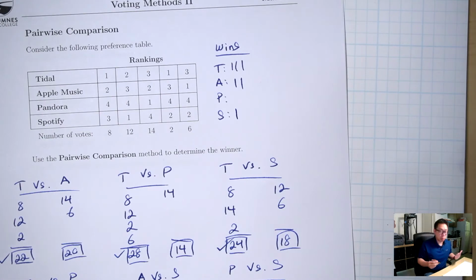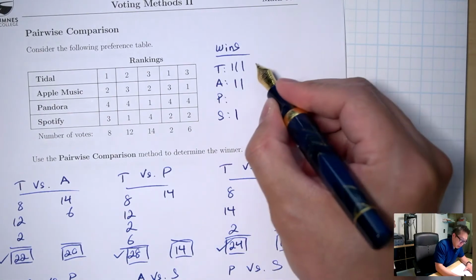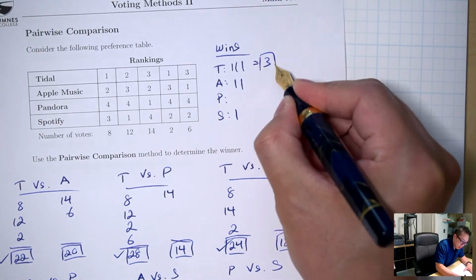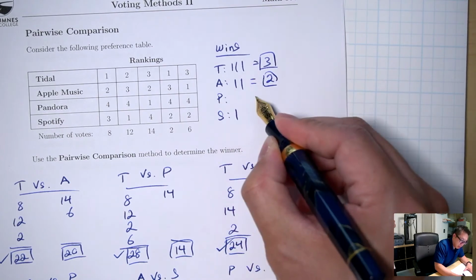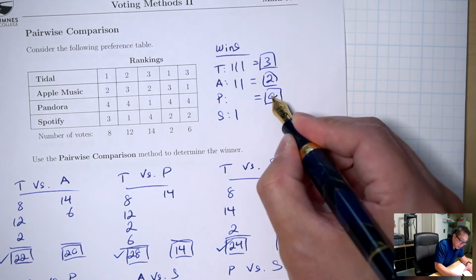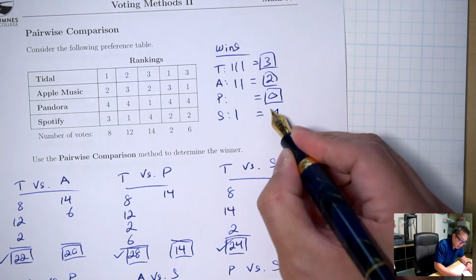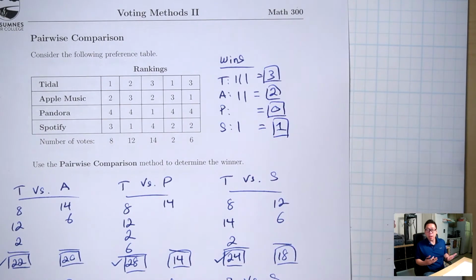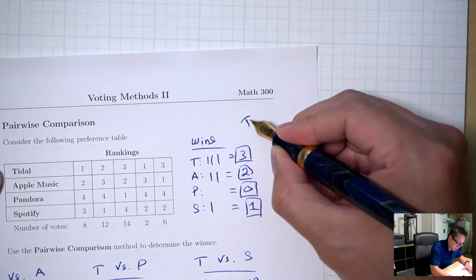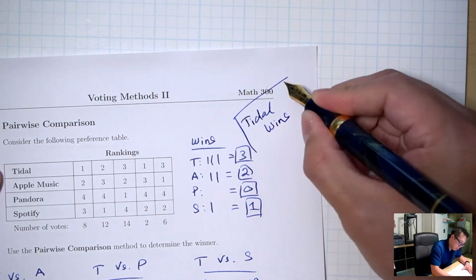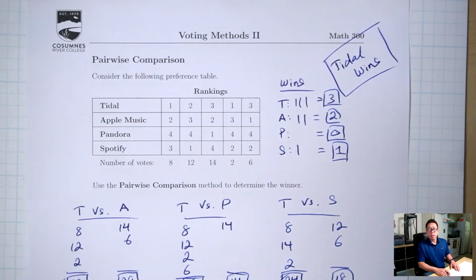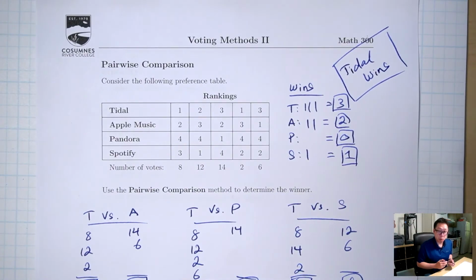Okay, and then count up the wins. Tidal got 3. Apple got 2. Pandora got no wins. And then Spotify got 1 win. Okay, whoever has the most wins, wins. So here, Tidal will win. Right, so Tidal. And that's pairwise comparison.